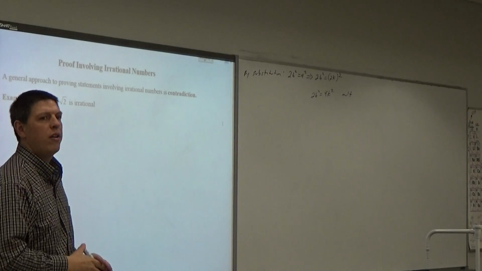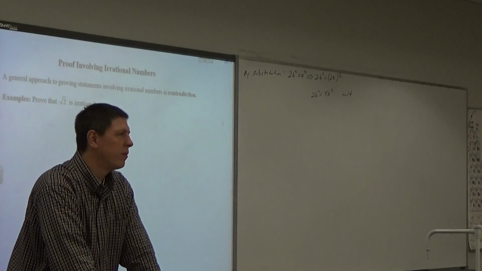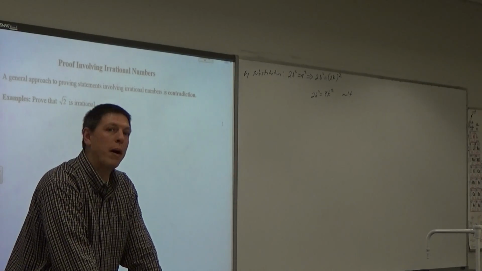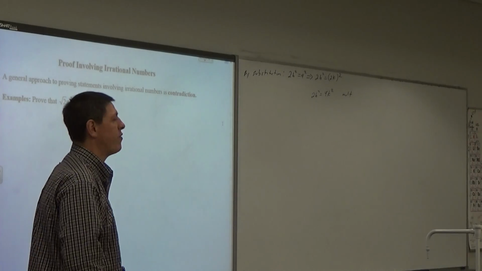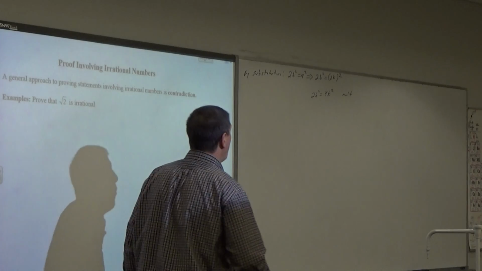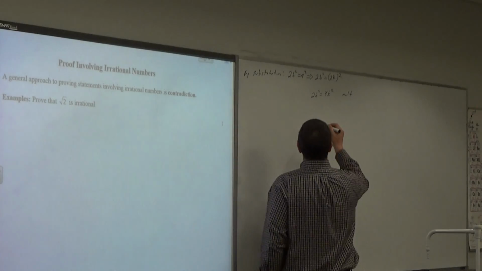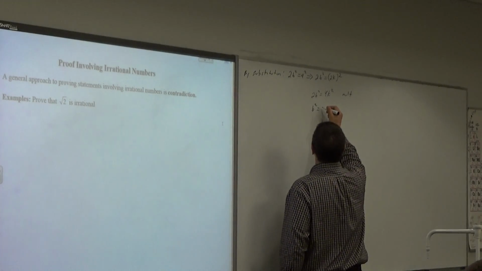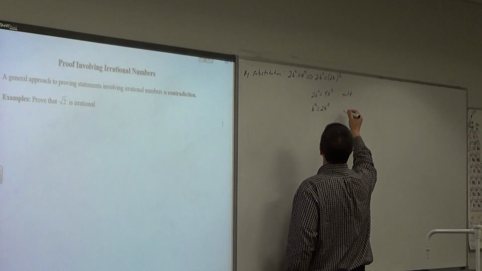And then, what do you guys think we might be able to do? Divide by 2. Yeah, divide by 2 maybe. Sure. I mean, we could divide by 4, we could divide by 85 if we wanted to, but let's divide by 2. So we could say that b squared is equal to 2k squared by division.